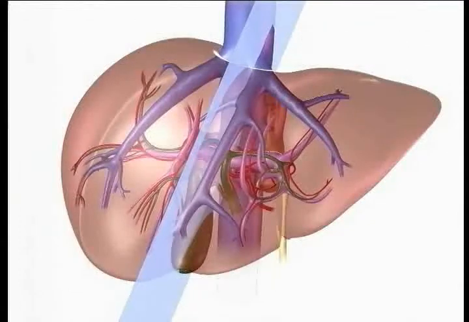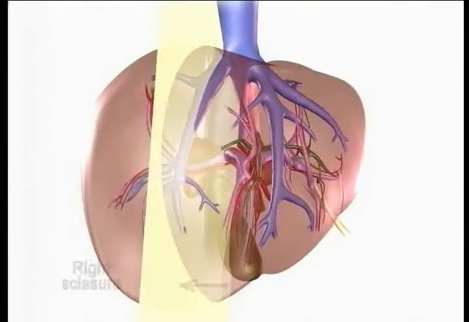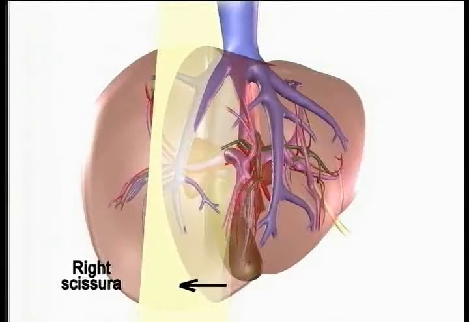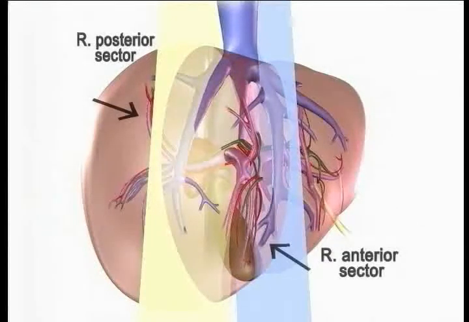The right liver is divided into an anterior and posterior sector by the right caesura that runs in the plane of the right hepatic vein. The right portal pedicle, composed of the right hepatic artery, portal vein, and bile duct, splits into a right anterior and posterior pedicle that supply the segments of the anterior and posterior sector.